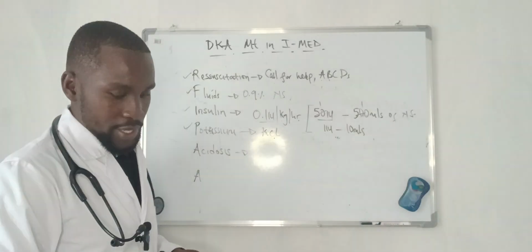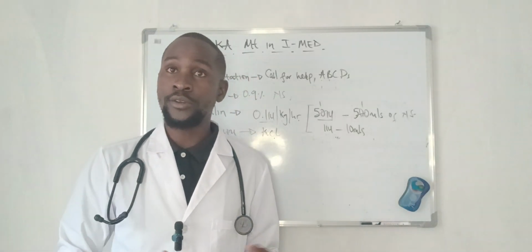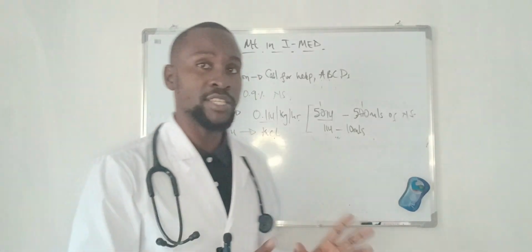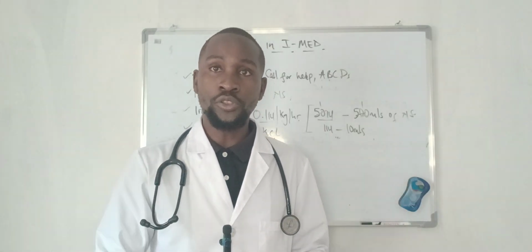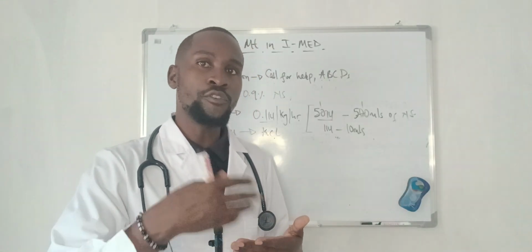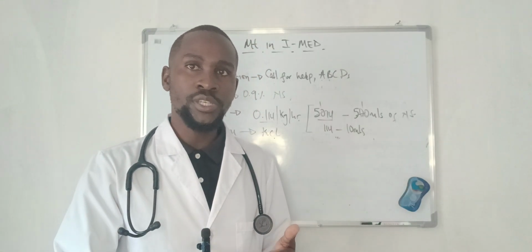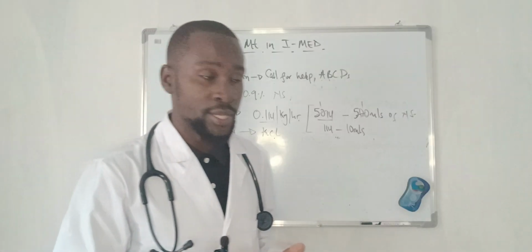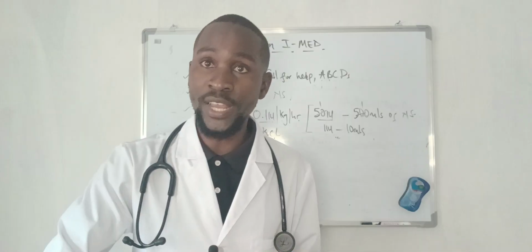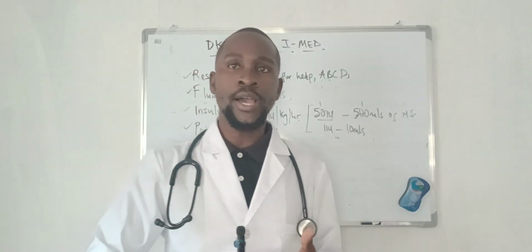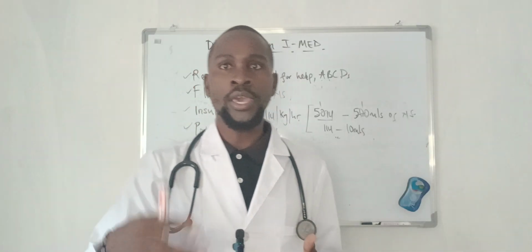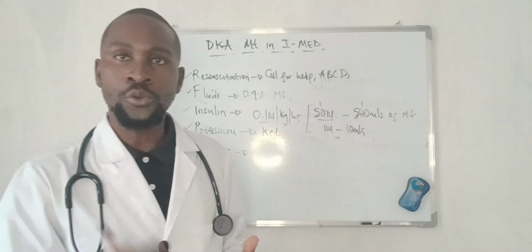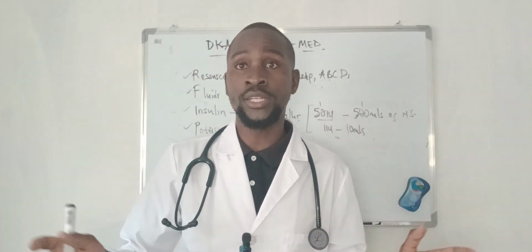Acidosis is rarely corrected directly, because as you resuscitate this patient, obviously your ketone bodies are flushed out. As you give your IV fluids, they are going to dilute the ketones, and they are flushed out through the urine as the patient urinates. As you give your insulin, it's going to correct the high sugar levels and all that.